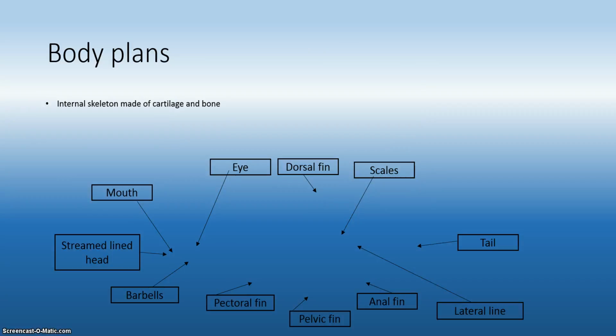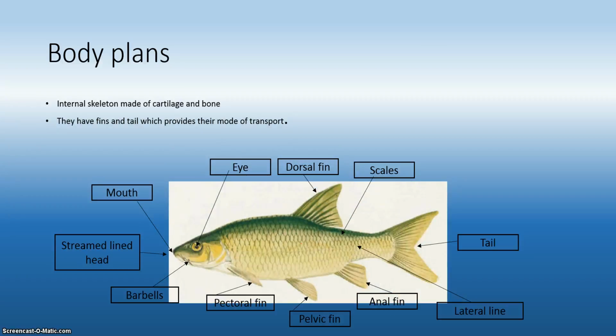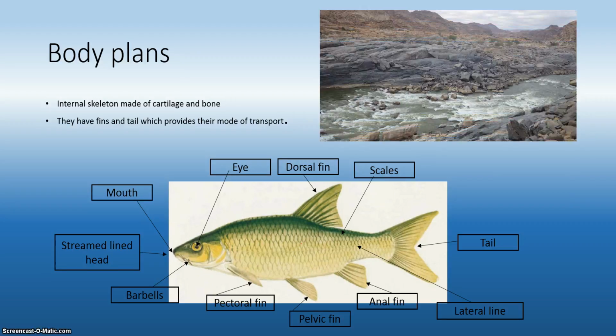The body plans. My fish has an internal skeleton made of cartilage and bone. They have various fins and a forked tail, which allows them to swim in water. Their tails move side to side, propelling them forward, whilst their fins help steer and provide stability. Since they are found in rivers, they have a streamlined head to limit resistance in fast-flowing water.